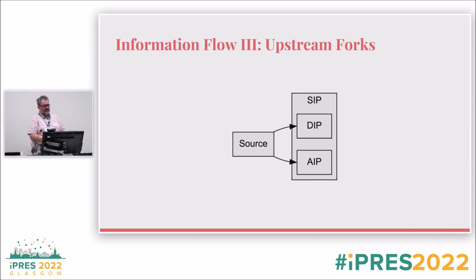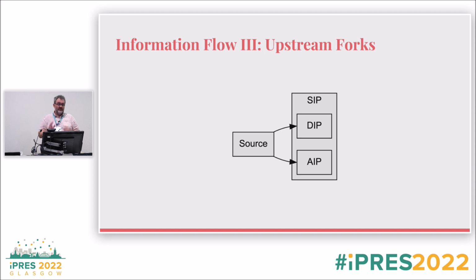So we do them upstream, and so what's happened is our SIP is actually already the DIP and the AIP, the access and the dissemination one together. Are they consistent? Well, they could not be now because we didn't have any insight into the process of how they were generated. So it's possible that they become inconsistent and we can no longer remake the DIP.